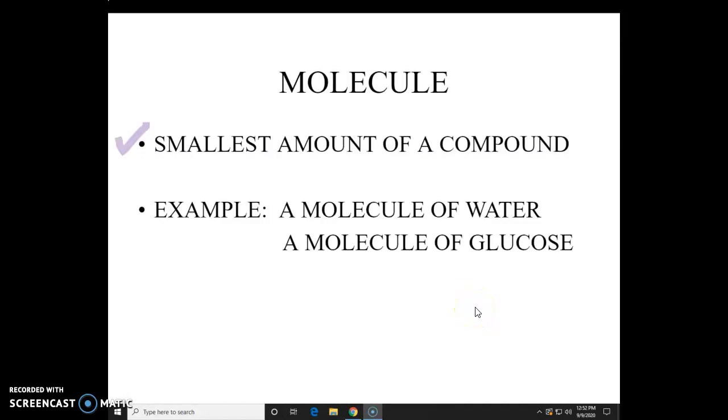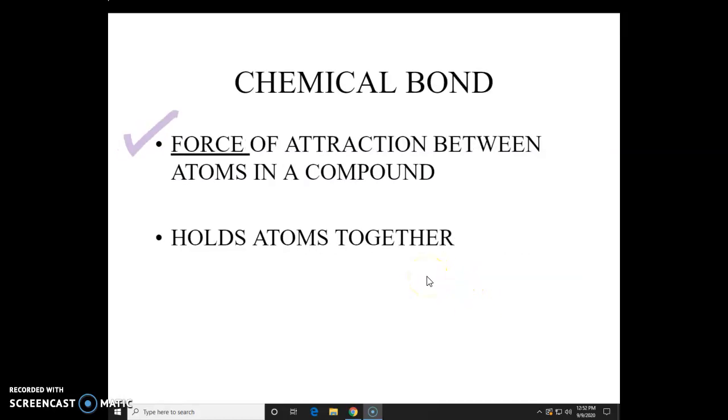All right, so a molecule is the smallest amount of a compound, like a molecule of water. It can't get any smaller than that, because if it did, it wouldn't be water anymore. And with glucose, if you take one atom out of the molecule, you don't have that same sugar anymore. You have something else.